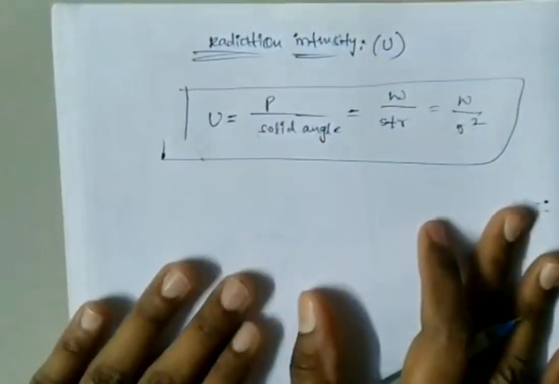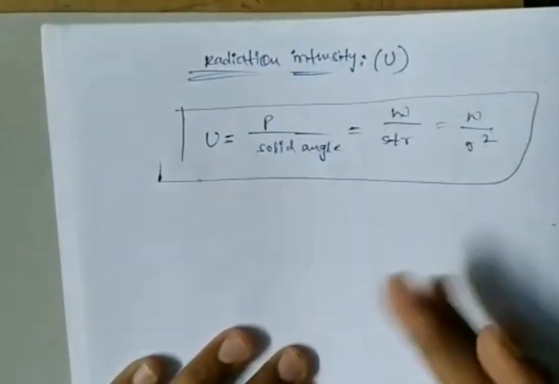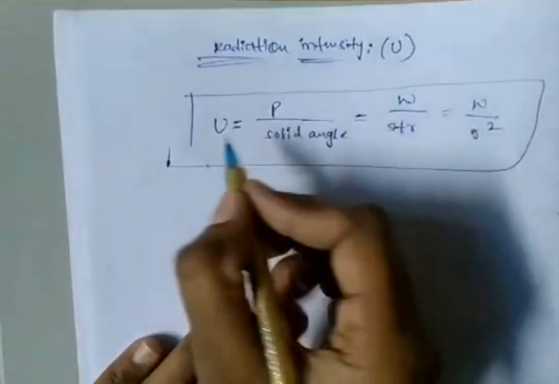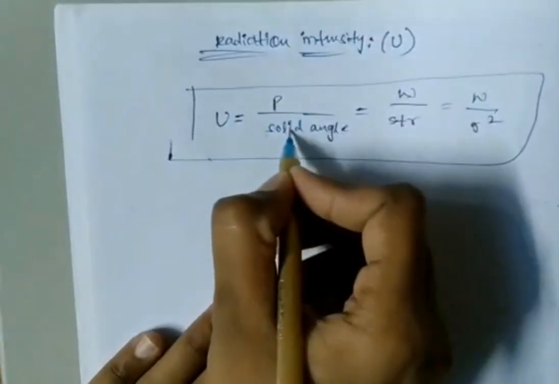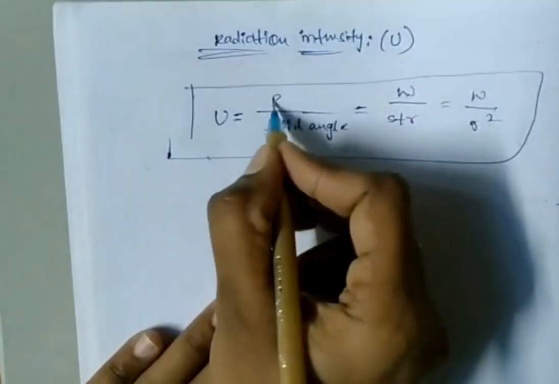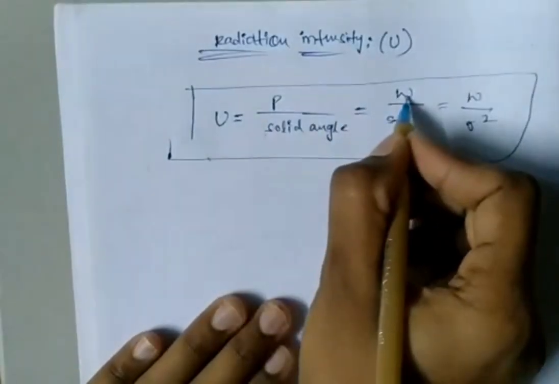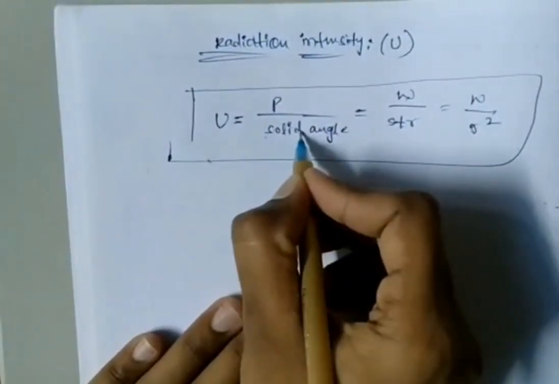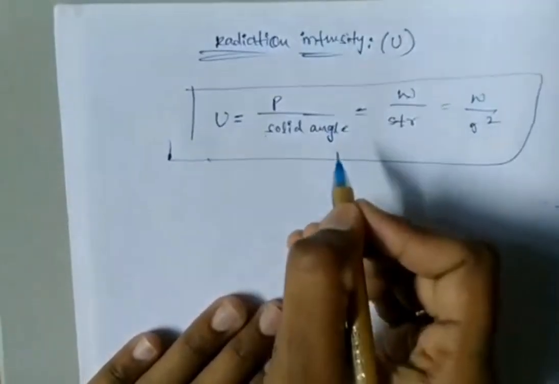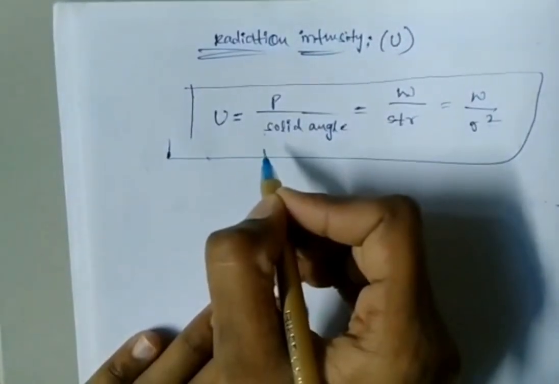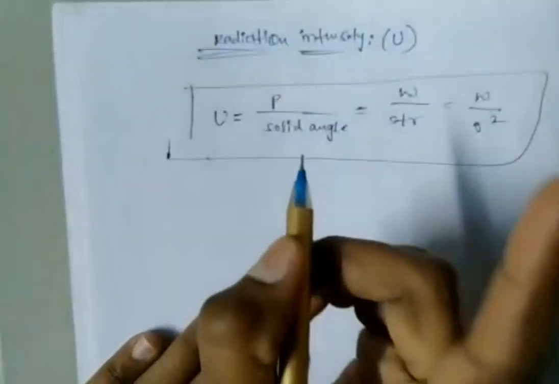Now next, we are saying the radiation intensity. Here I am indicating the radiation intensity with U. So the formula for the radiation intensity is power transmitted from the antenna per unit solid angle. Here I am denoting P as W also. And per unit solid angle, I already told you solid angles are measured in steradians. Here I am taking the unit solid angle.